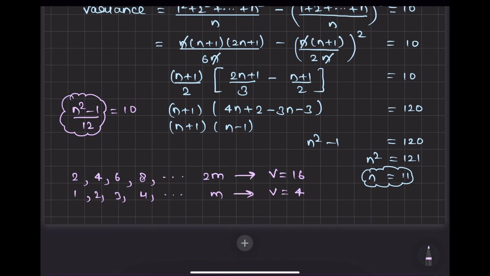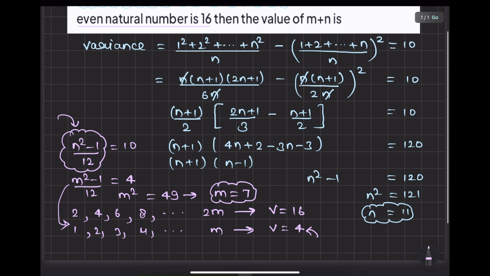Okay, so suppose if the number of elements is n, the variance is this. If the number of elements is m, the variance will become what? (m square minus 1) by 12. Okay, so according to us, the variance of these elements will be this, but according to them variance is 4. So can I write m square as 48 plus 1, 49? So m will be what? 7, if we talk about a natural number.